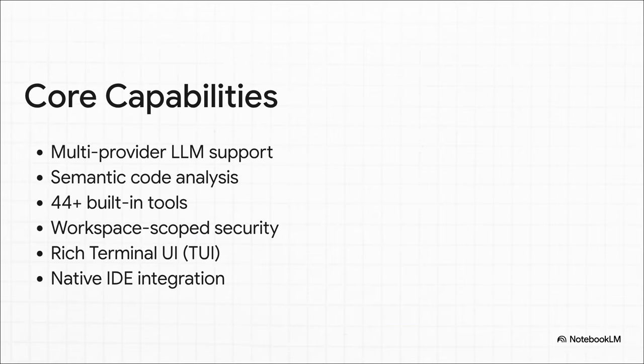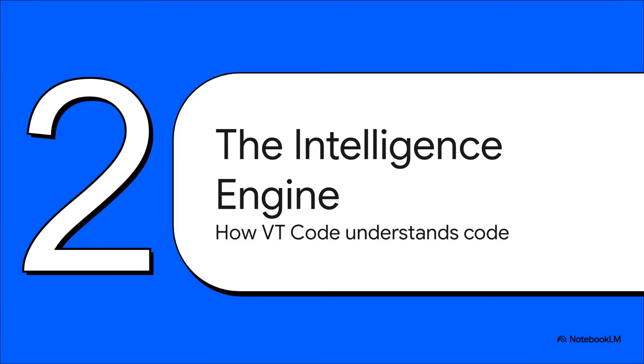Let's just run through the heavy hitters here. You get the freedom to pick your AI model. You get that deep semantic understanding of your code. You have a whole arsenal of over 44 built-in tools to work with. And, maybe most importantly, you have a security model that is baked right in, not just bolted on as an afterthought. Top it all off with a beautiful terminal UI and IDE integration, and yeah, you've got a seriously compelling package.